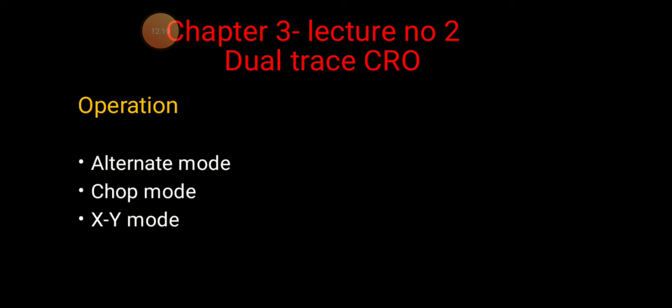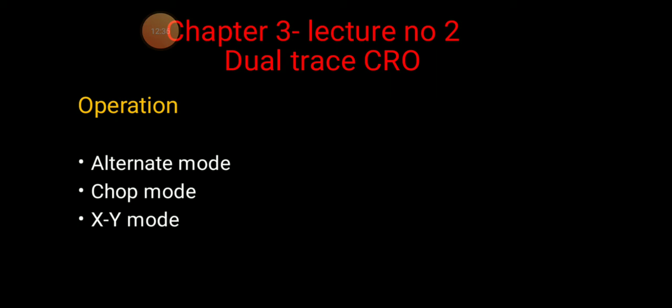In the same way, in a single trace CRO you display only one waveform, using only one beam. By using a single electron beam to display two traces, it is called a dual trace CRO. The name itself indicates that dual means two. You are going to use only one single electron beam to display two traces.